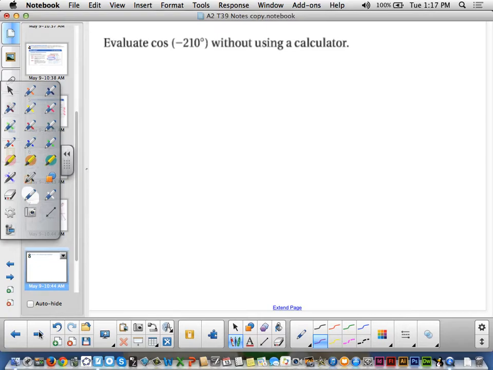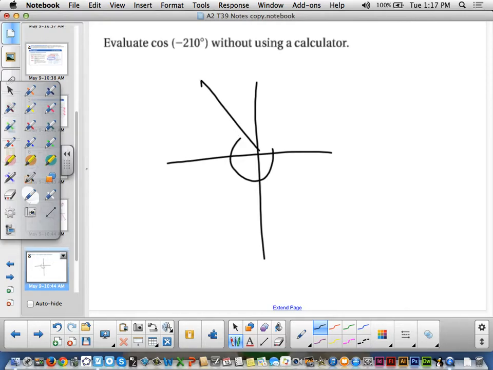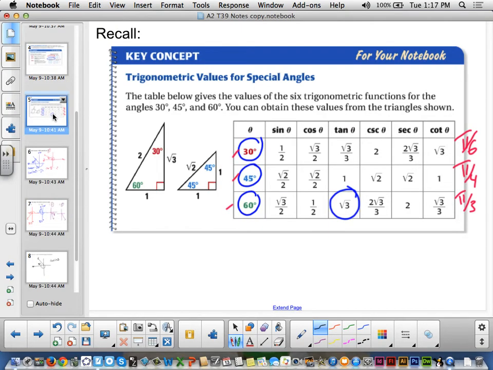All right, evaluate without using a calculator. Cosine of negative 210 degrees. We will start by drawing it out. Negative 210 is going to put us into the second quadrant. All right. How far away from 180 are we? Well, we are 30 degrees away from 180, so the cosine of negative 210 degrees is going to have the same value as the cosine of 30. Cosine of 30, for those of you that don't know it yet, is square root of 3 over 2.